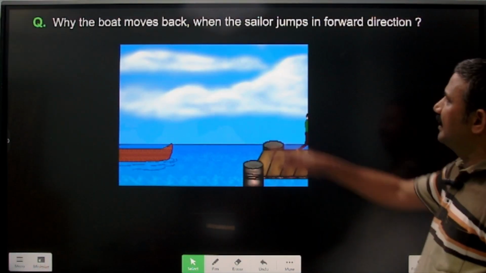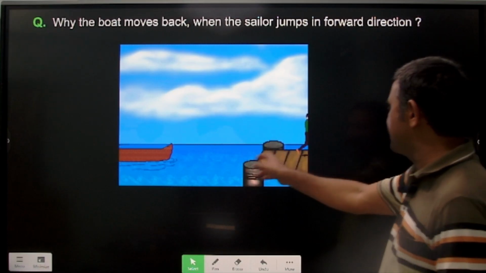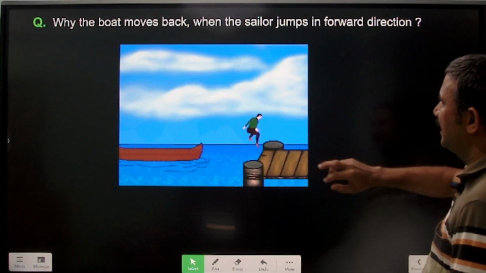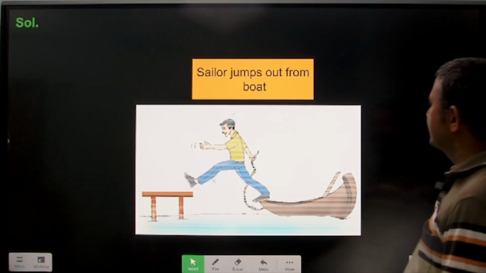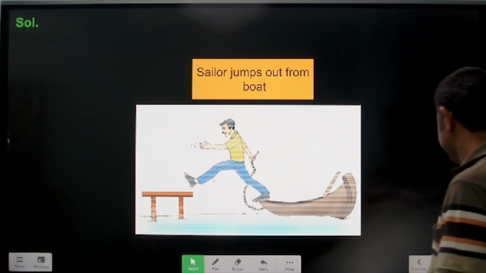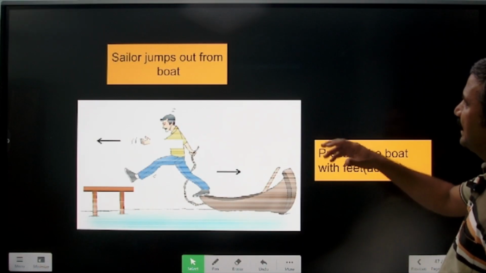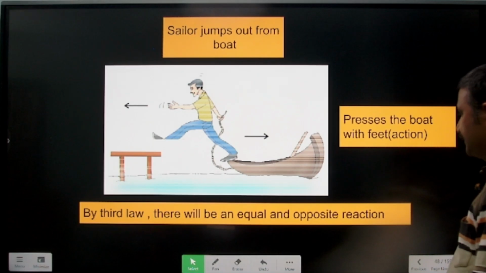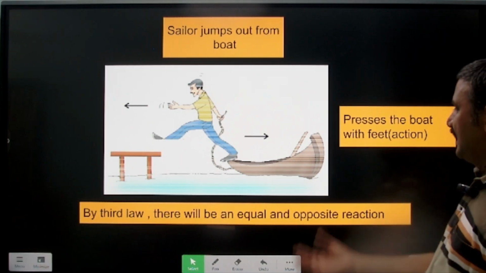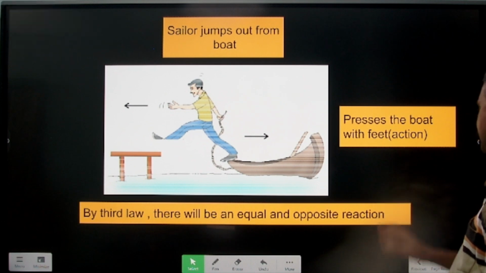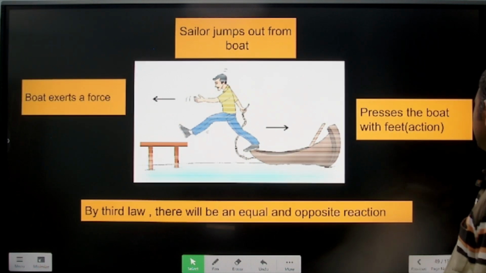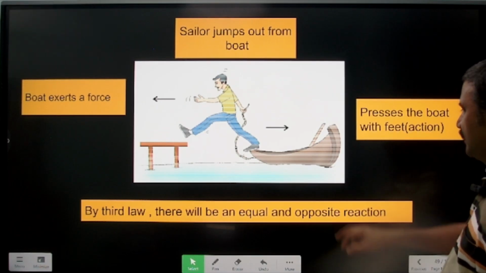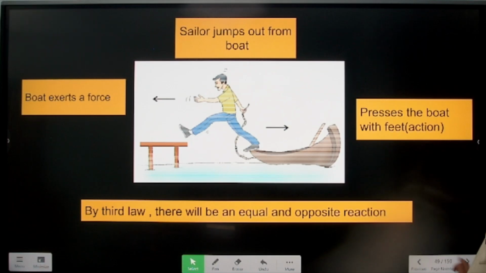So why does the boat move back when the person jumps? When the sailor jumps in the forward direction, the boat moves back. The sailor jumps out of the boat and presses the boat with his feet. That is the action force, and by the third law there will be an equal and opposite reaction force acting.